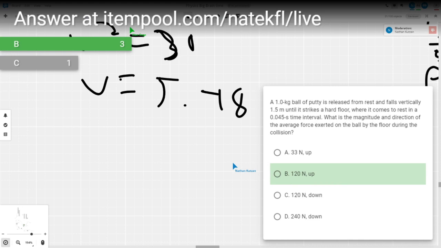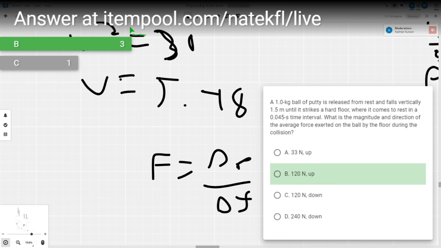And then at the end, it says it comes to a rest after 0.045 seconds. So its final momentum is 0, making its change in momentum 5.48 or negative 5.48, depending on how you look at it. But its change in momentum is 5.48. And if we remember, force is equal to change in momentum over change in time. So the force is equal to 5.48 over the change in time, which is 0.045. And that's going to give you your force of 120.